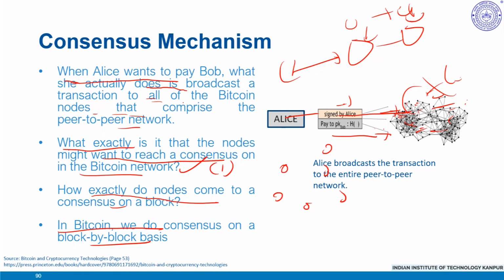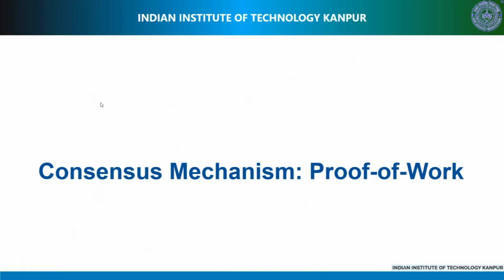To summarize, in this video, we discussed the consensus mechanism through which a new transaction gets added to the block and becomes part of the blockchain. In this video, we'll continue with our discussion about consensus mechanism. We'll discuss a very important component of this, that is proof of work.